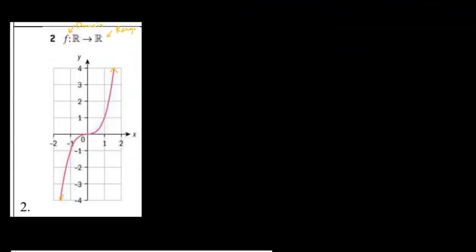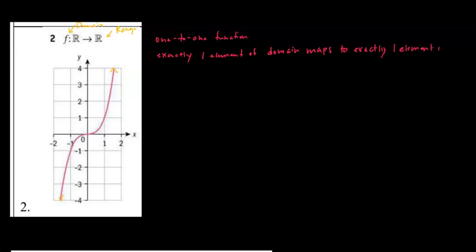So let's take a look at number 2. Okay, first of all, we figure out if it's a one-to-one function, and I can actually draw a whole bunch of horizontal lines, as infinitely as many as I want, and you can see that there is no 2 points on that function that intersects that. So therefore, we know it's a one-to-one function, because exactly one element of the domain maps to exactly one element of the range.